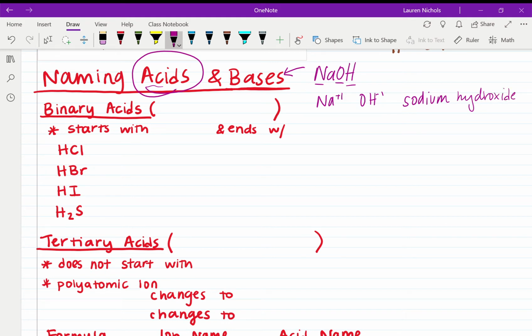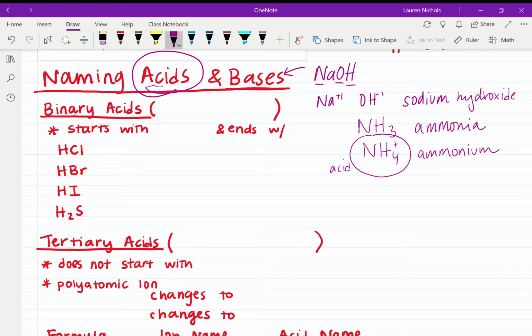The one base that you might want to remember is that NH3 is ammonia, and NH4 plus, which is actually an acid, its name is ammonium. So it's very similar, but this one is on your polyatomic ion sheet, which is getting posted to e-class if you haven't already seen it.